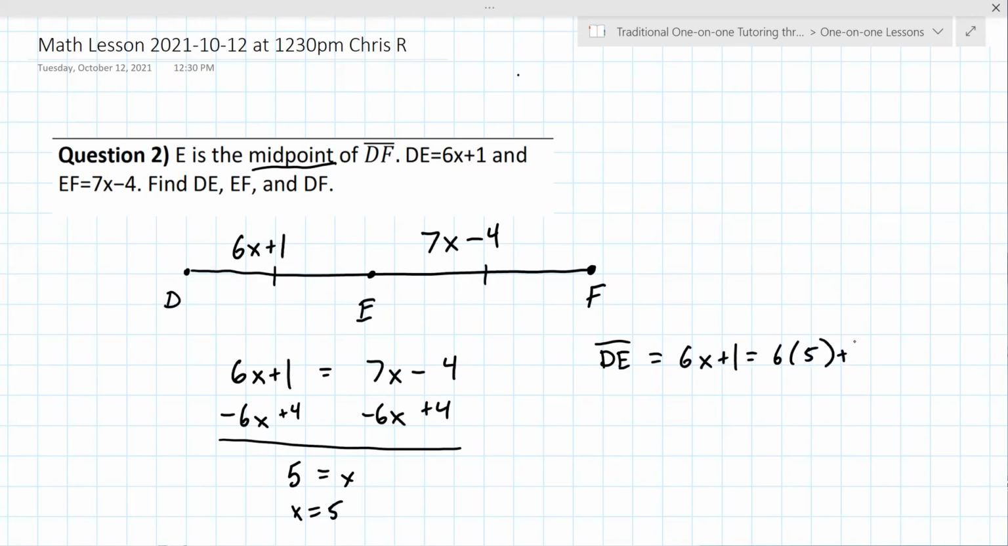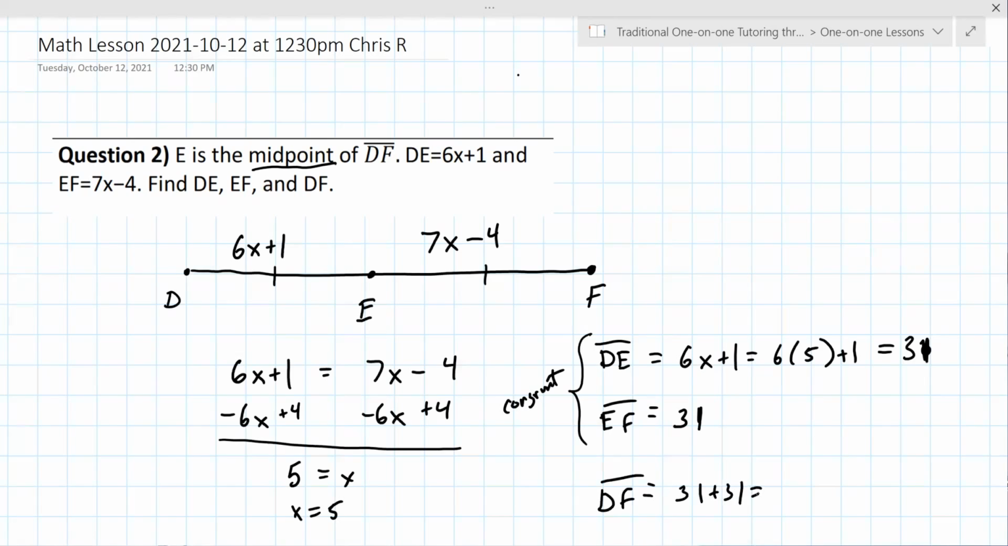6 times 5 plus 1 is 31. So I have to plug 5 back into x for both equations. Right, but because they're the same, you actually can say now that EF is also 31, because they're identical, because these are congruent. Does that make sense? Yes. Okay, and then the whole thing, D to F, is 31 plus 31 because it's just double that.